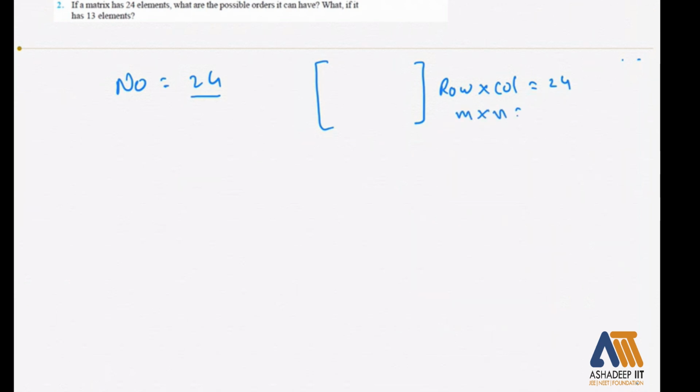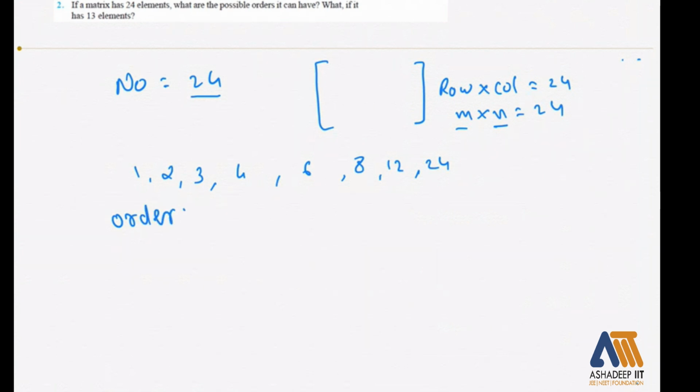Multiplication of two numbers should be equal to 24. These two numbers must be natural numbers. So, we need to write the values of m and n. This is nothing but factorization. If we factorize this number 24, then the factors of the number represent rows or columns. So, if we factorize the number 24, then 1, 24, 2, 12, 3, 8, 4 and 6.